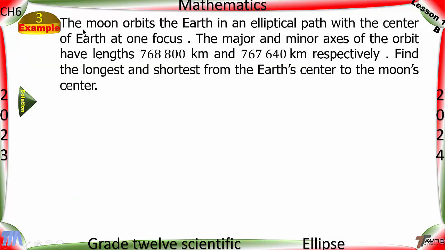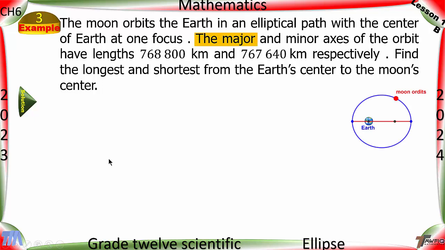Example number 3. The moon orbits the earth in an elliptical path with the center of earth at one focus. The major and the minor axis of the orbit have a length of 786,800 kilometers and 767,640 kilometers respectively. Find the longest and the shortest distance from the Earth center to the Moon's center.